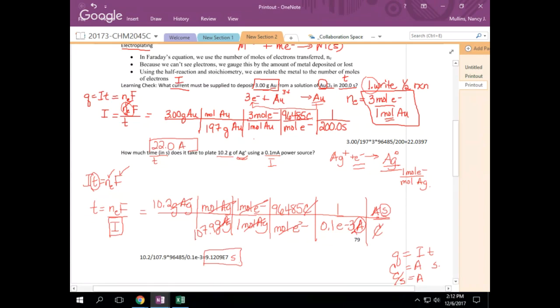So because we can't see the electrons, the way that we figure out how many are being transferred is by measuring the amount of the metal. So that's why we're always starting with some quantity of the metal, because that's our only indication that the process is taking place.